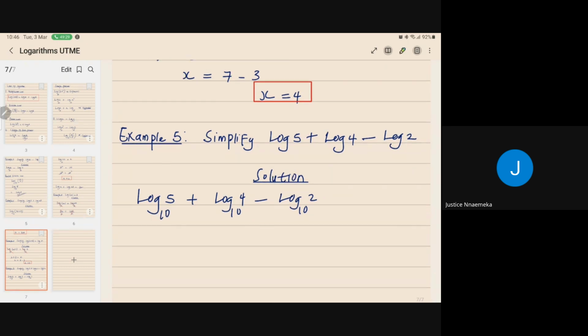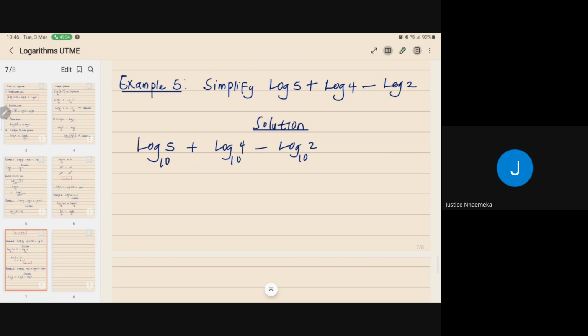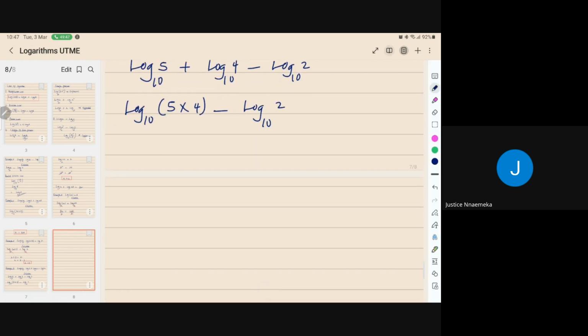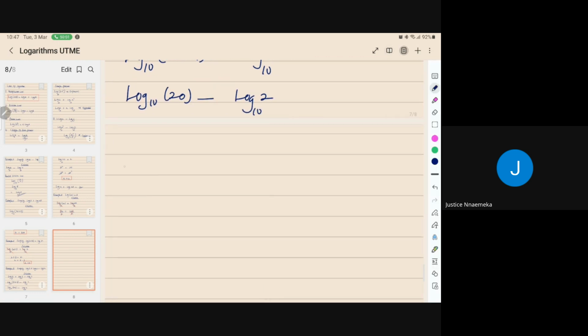Now what this simply means is that we can bring in the multiplication law at this point, right? So this implies that I have log 10, open bracket, 5 multiplied by 4, then minus log 10 2. And when I simplify that multiplication, I should end up having log 10, open bracket, 20, minus log 2, right? Now, the next thing we're going to do is apply our subtraction, that's our division law. So I have log 10, open bracket, 20 all over 2.